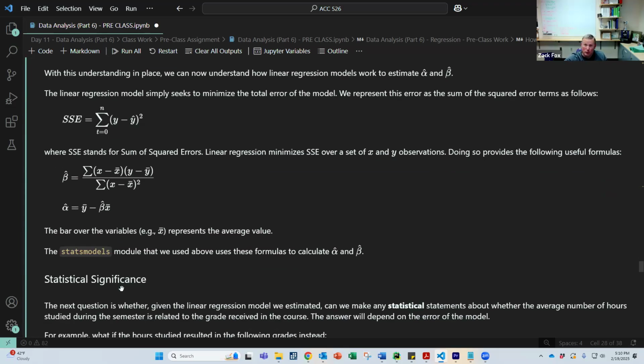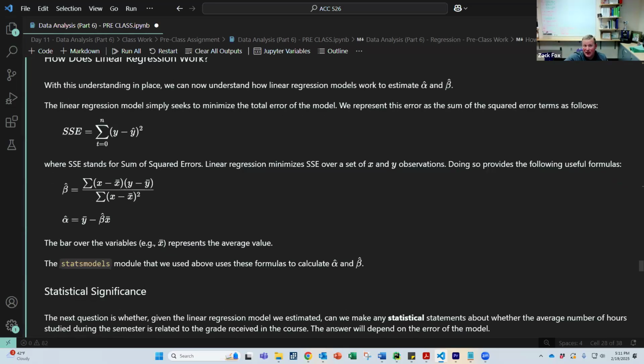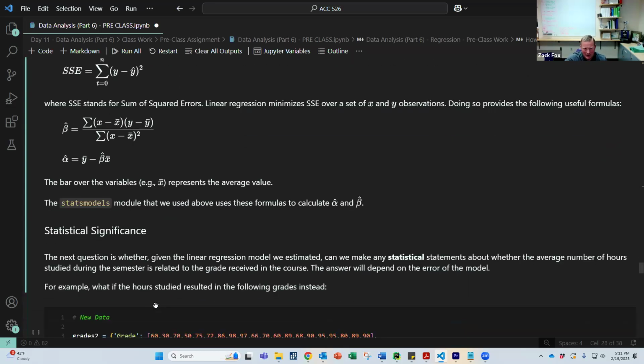The statsmodel, so what we were doing up above, all this math that you're seeing here is being done for us. So this is nice. This is kind of like a black box behind statistical significance. Okay, we don't have to do this math. It's doing it for us, but it's helpful to understand the mechanics behind the model.